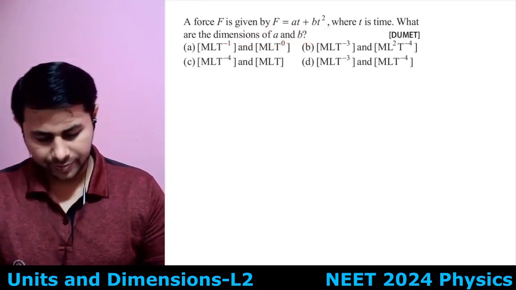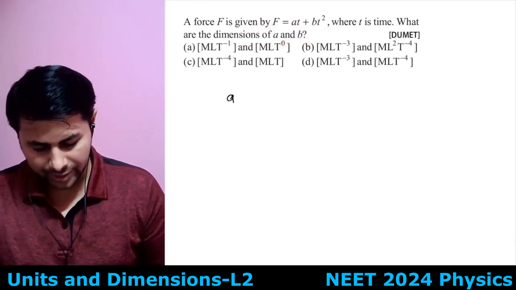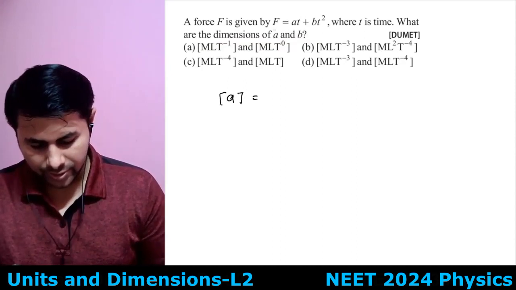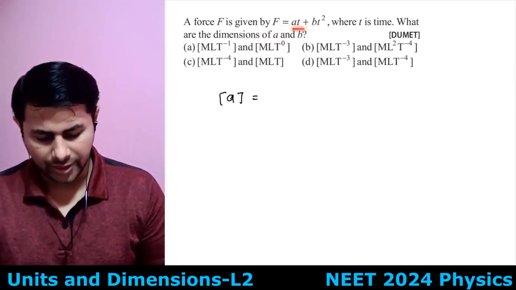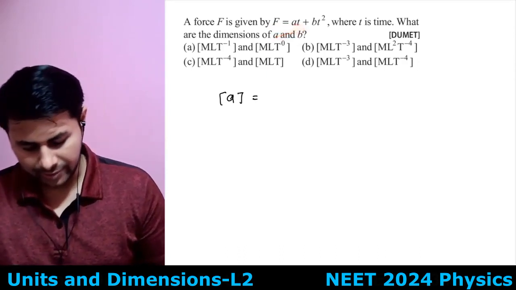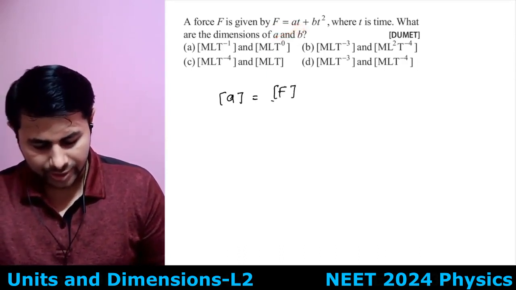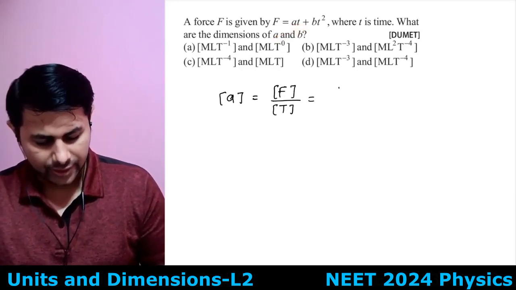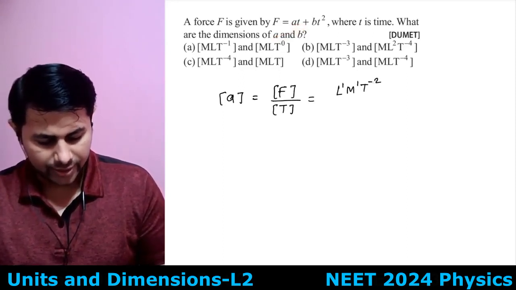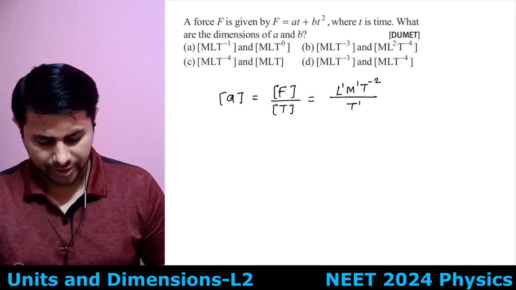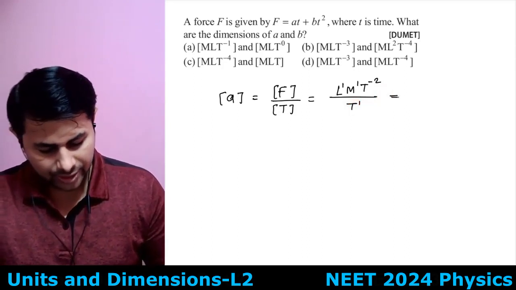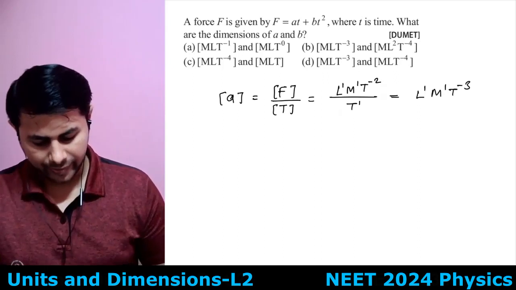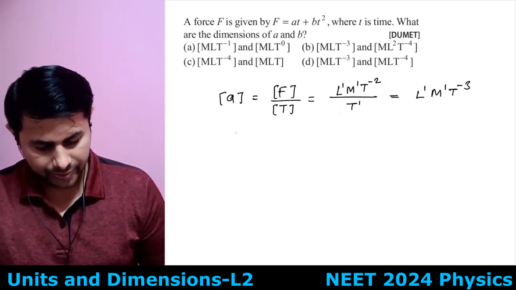This is simple. So dimensions of A: F is equal to AT, so dimensions of F are equal to dimensions of AT. Take T on the other side. So it is dimensions of force upon dimensions of T, that is L1 M1 T raised to minus 2, and this is T raised to 1 in the denominator, so in the numerator it becomes T raised to minus 1. So the dimensions of A are L1 M1 T raised to minus 3.